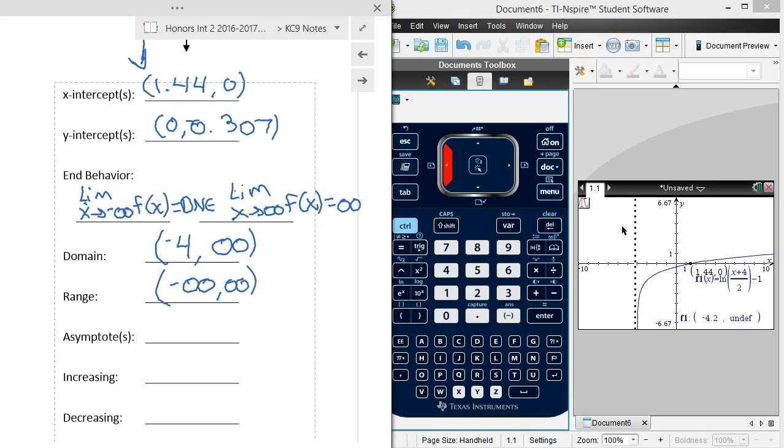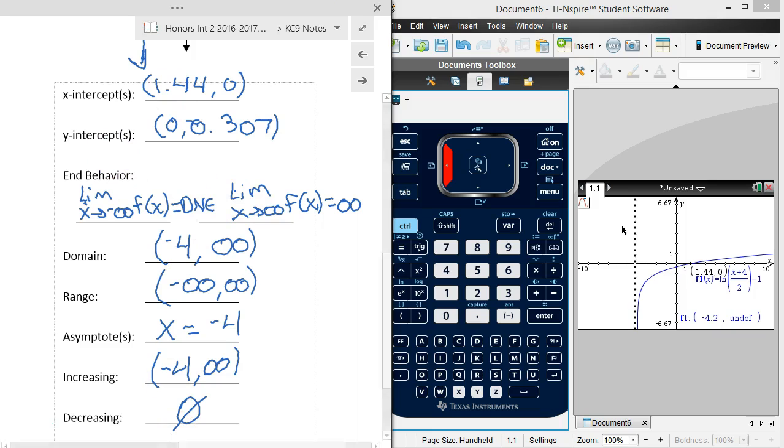Asymptotes, again, we see it gets stopped at -4, right? So my asymptote is going to be x, since the domain gets stopped, x equals -4. And then is this function increasing or decreasing? This is also increasing on the whole domain, never decreasing.